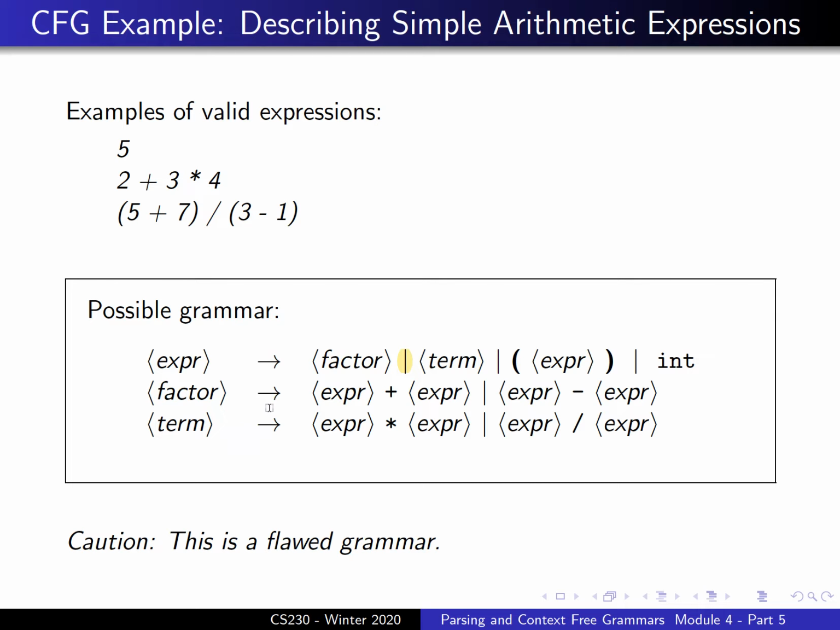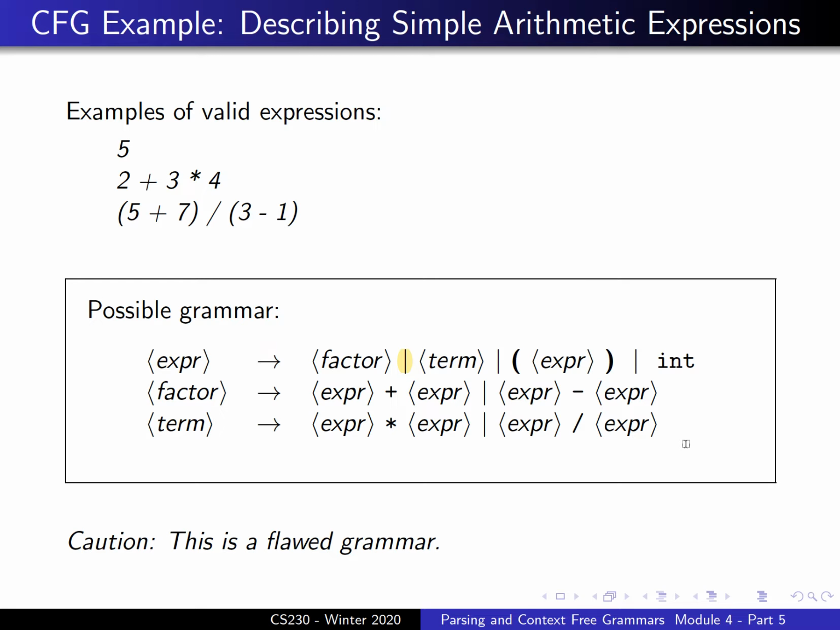And then a factor can be either an expression plus another expression. So here's where we start to see some recursion involved in these production rules. So an expression can be a bracketed expression. An expression can be a factor, and a factor refers back to expression. So there's some recursion involved here. It's a very natural thing. And a term is going to be either an expression times another expression or an expression divided by an expression.